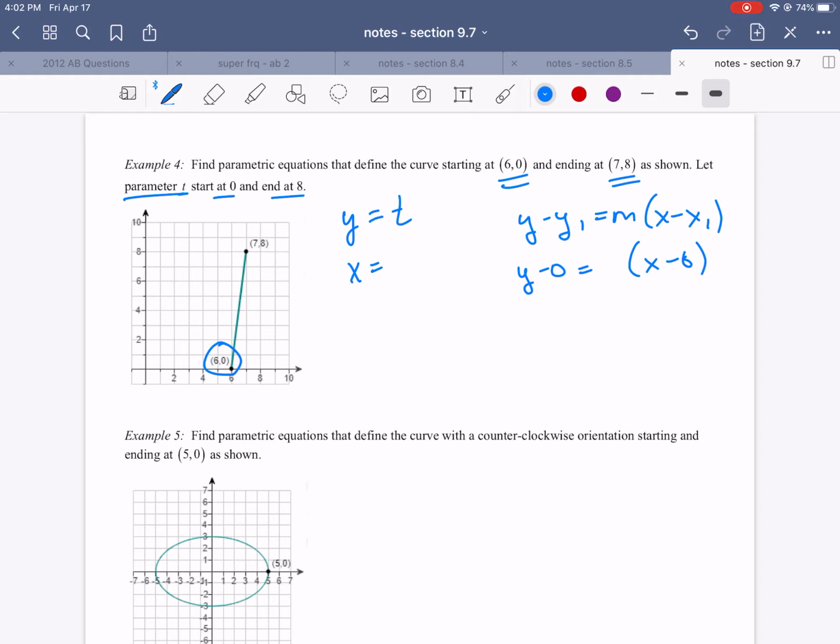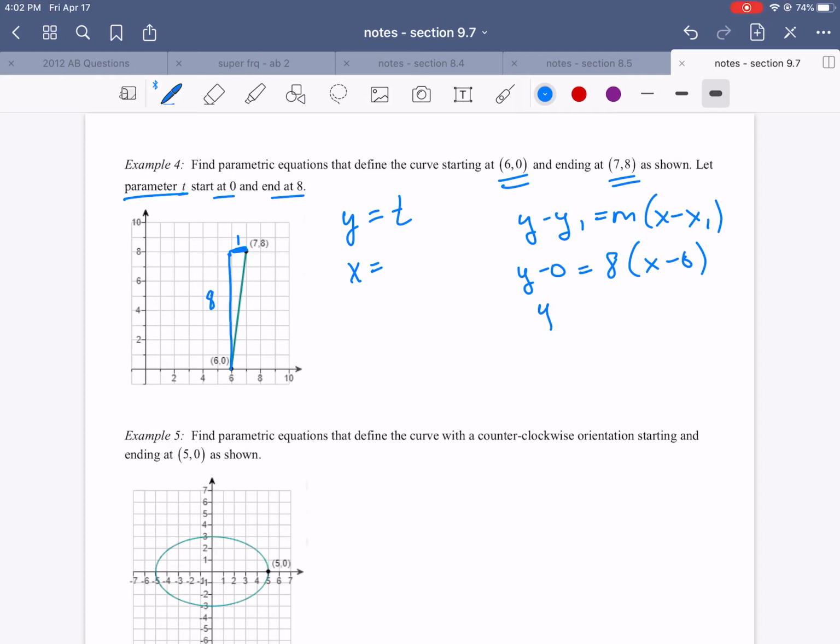And then to find the slope, the easiest way to do it is just by looking at the graph and figuring out the rise over the run. So if I start at this point and I rise up to where my next point is, that is a rise of 8. And if I go over and run, that is a run of 1. And so that's going to give me a slope of 8.